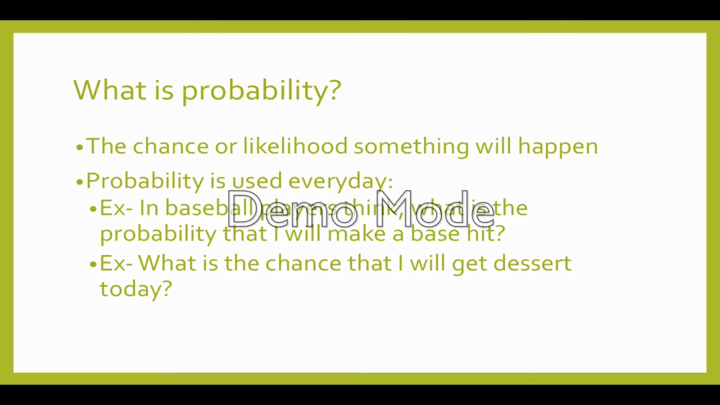When I was a kid, something that I determined was, what is the chance or probability that I will get dessert today? If I was a good kid and ate all my dinner, the probability of me getting dessert was very high. But if I misbehaved and did not finish my dinner, the probability of me getting dessert that night was very low.